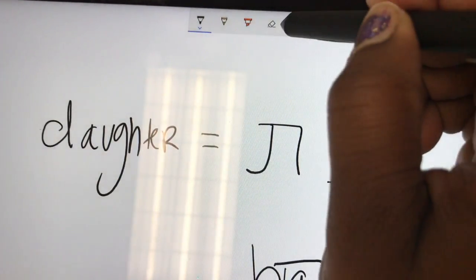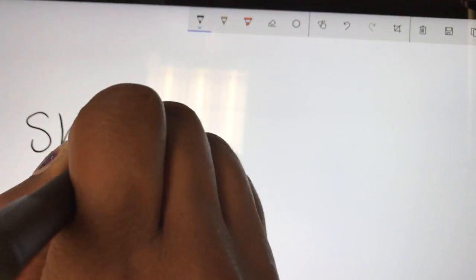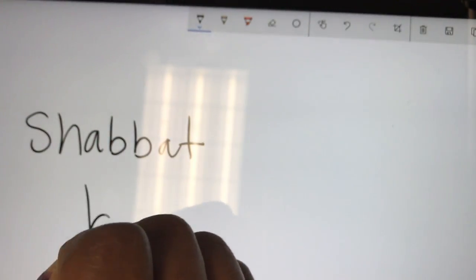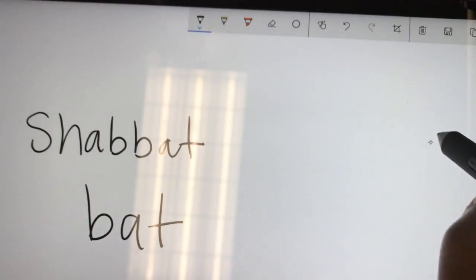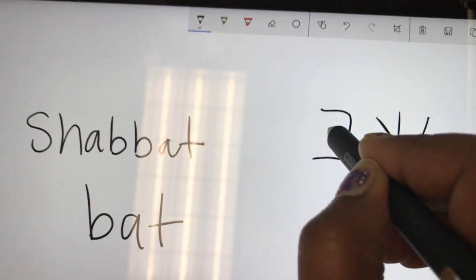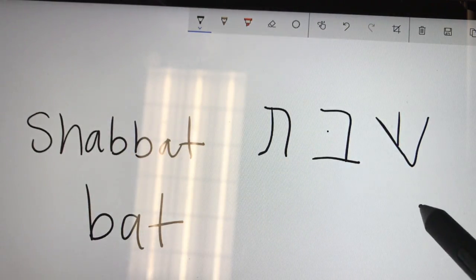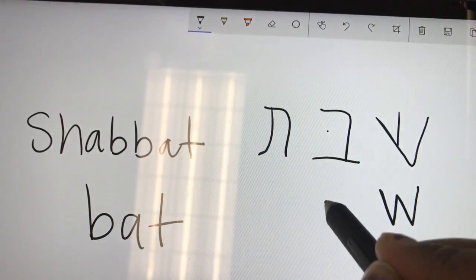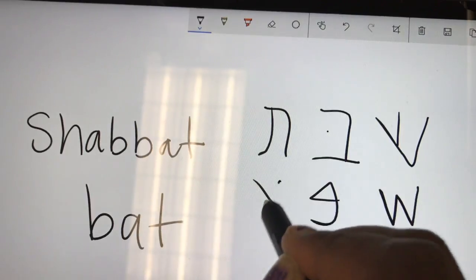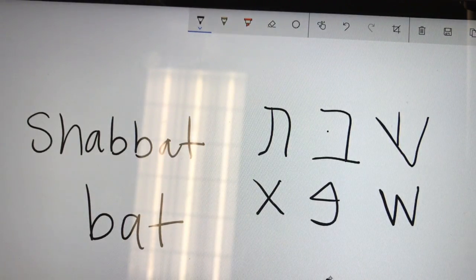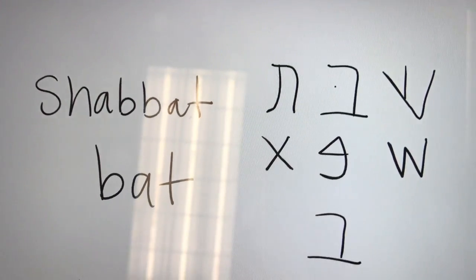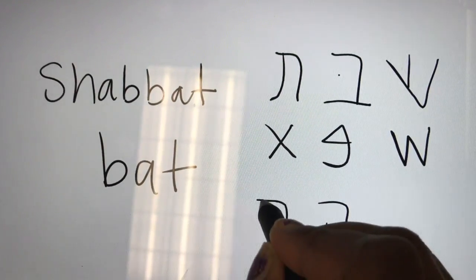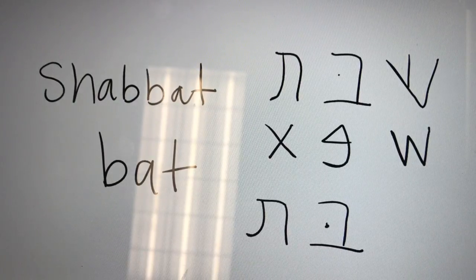So you have two vocabulary words for all of my small Hebrew friends. We have Shabbat and bat. And those look like this. Shin, bet, tav for Shabbat. Or we can write it in Paleo as shin, bet, tav. And then we have the word for daughter, which is bet, tav. And we can write that in Paleo as bet, tav.